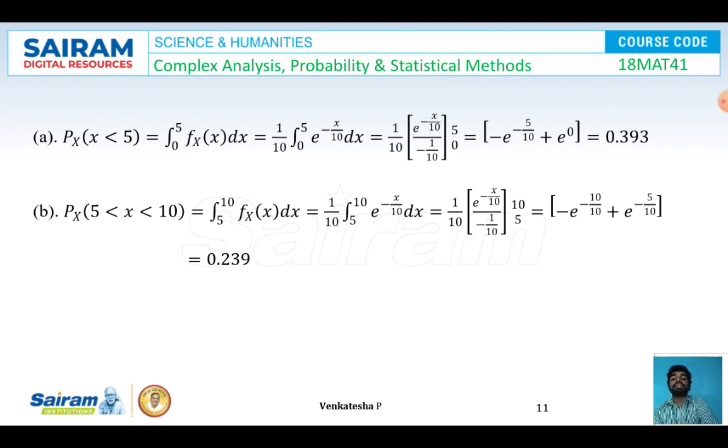It is nothing but the integral from 0 to 5 of the PDF function times dx. It will be equal to 1 by 10 integral 0 to 5 e power minus x by 10 dx. Keeping the constant 1 by 10 as it is, integrating e power minus x by 10, I got e power minus x by 10 by minus 1 by 10 with the limit 0 to 5, and applying the limit.